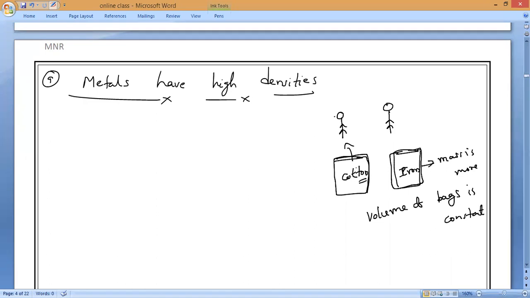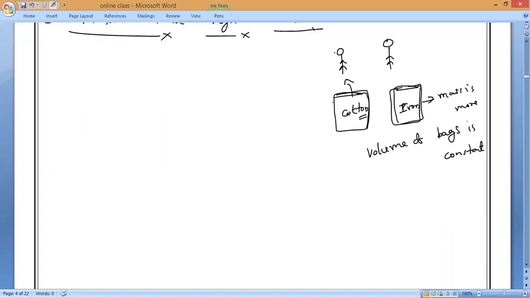So that is what we call density. Who is having more density, cotton or iron? Iron. So iron is denser than cotton. That is the concept called metals have high densities. Now, what do you mean by density?